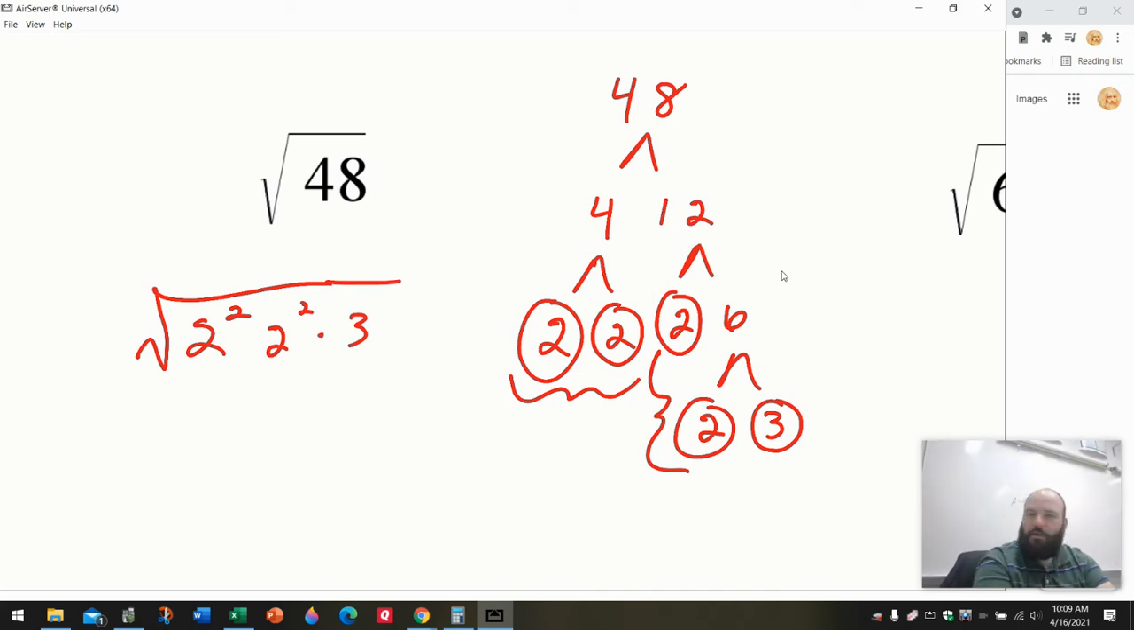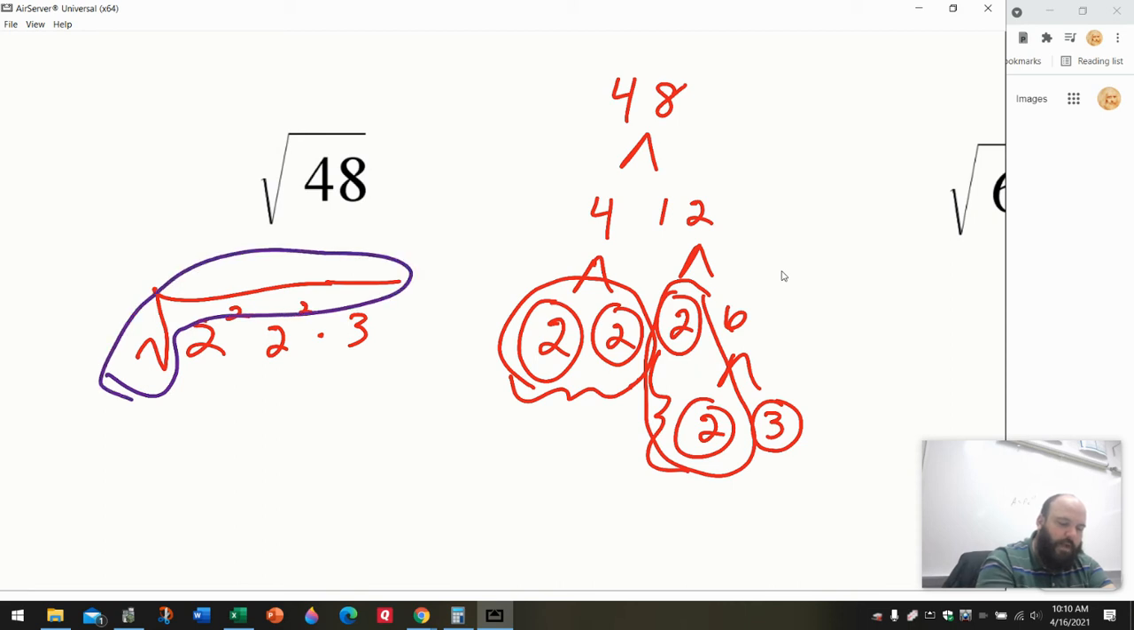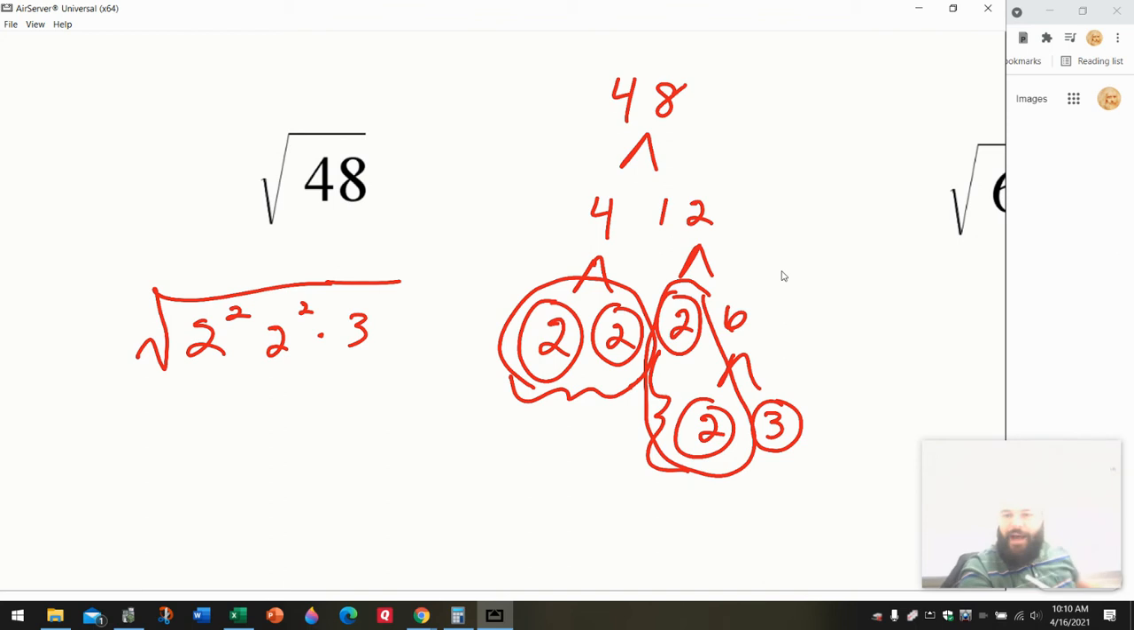Now you'll see why I want to group these as 2s in just a moment here. But hopefully that makes sense that we have 2 times 2, which is 2 squared. This would be 2 times 2. And then we have a 3 that's off by itself. Now here's why we did this. What you need to know is that square roots cancel out squared powers.